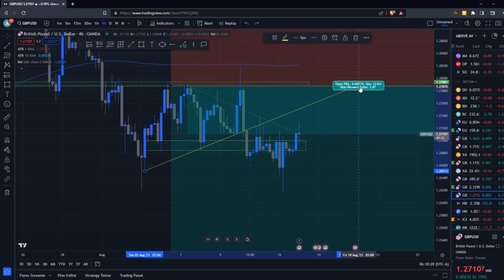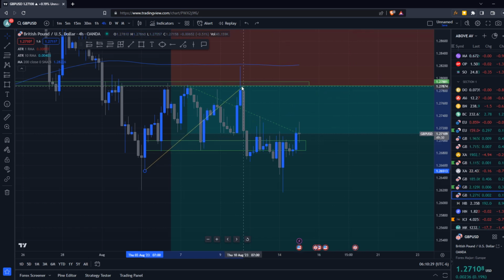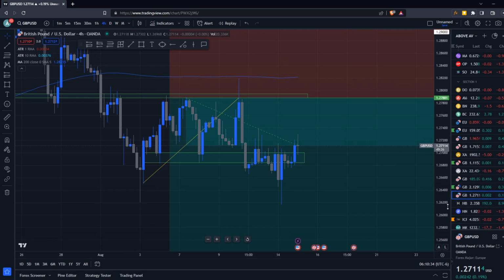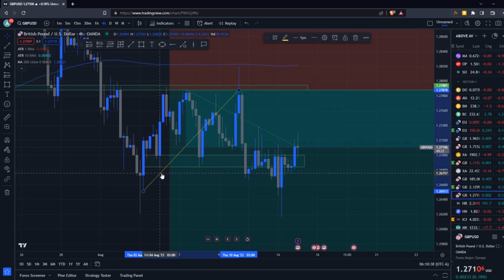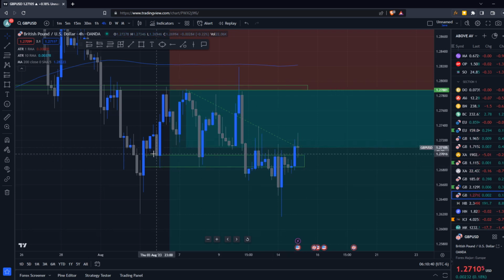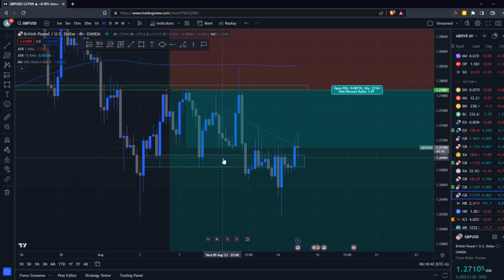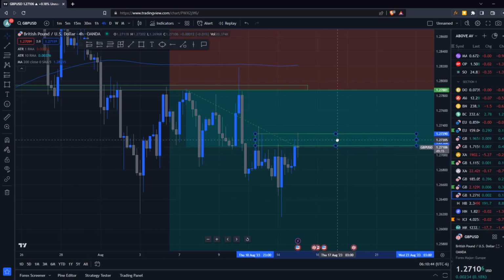Look, so I got pretty, I would say, lucky with that. Just a little bit of skill. Obviously I've been doing this for a while, but literally drew it out perfect. So now it's broken this area here, so now we can look for another position. I think the downside is still solid, so that's nice.